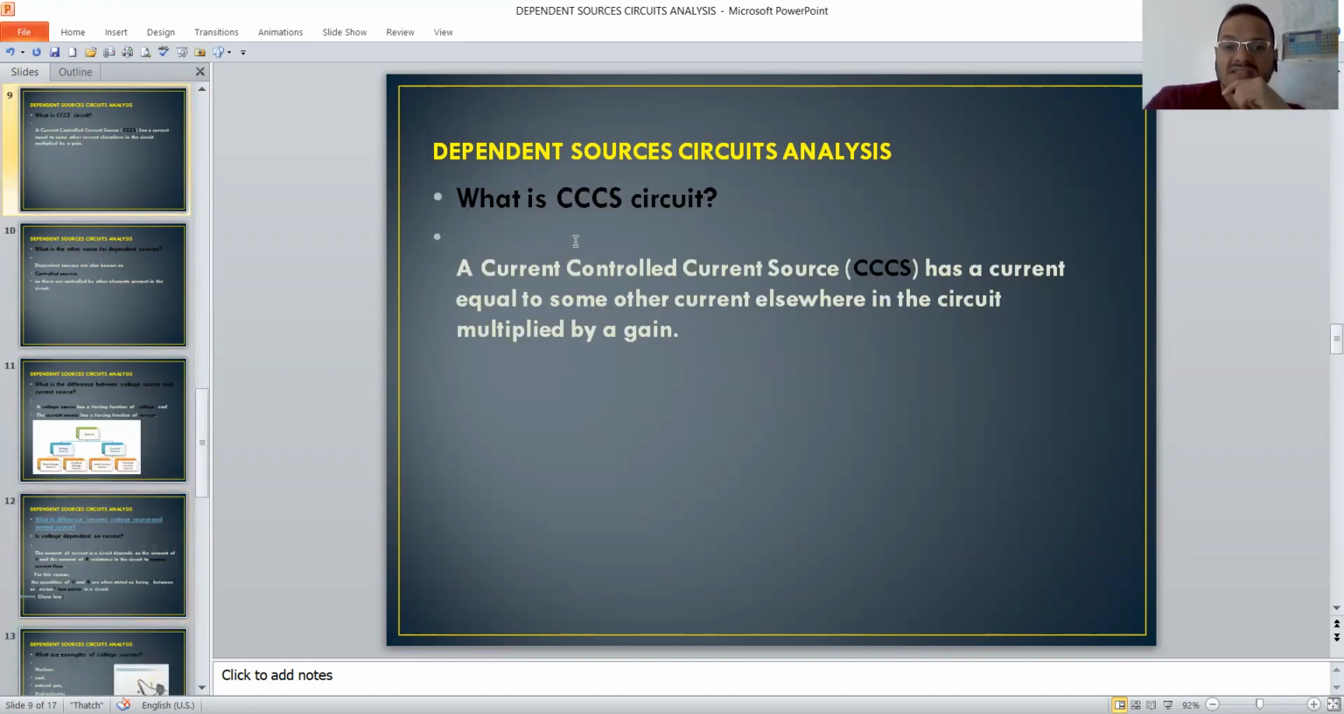Let's take CCCS, that means current controlled current source. A current controlled current source has a current equal to some other current elsewhere, in another place in the circuit, multiplied by a given constant.